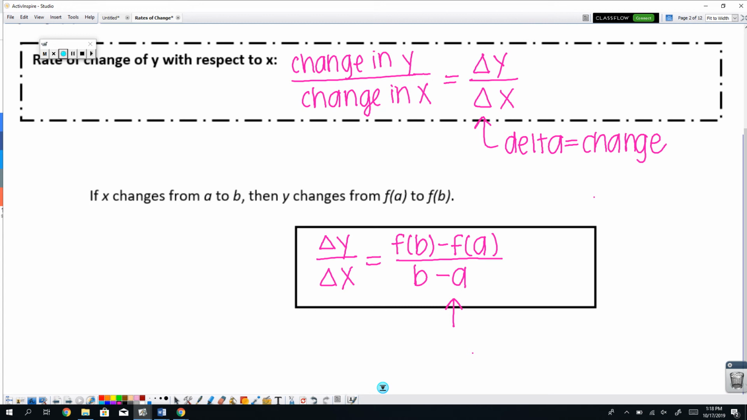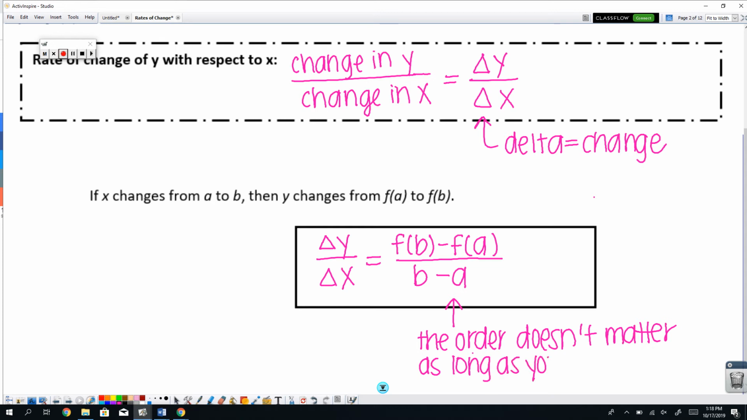So for this fraction right here, the order doesn't matter, as long as you're consistent. So if you put b's in front, top and bottom, that's good. Or a's in front, top and bottom, then that's also good. So as long as you're consistent. Okay?